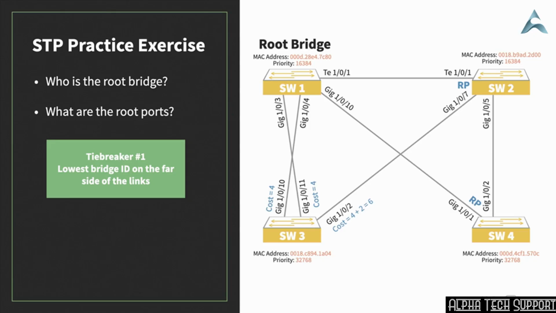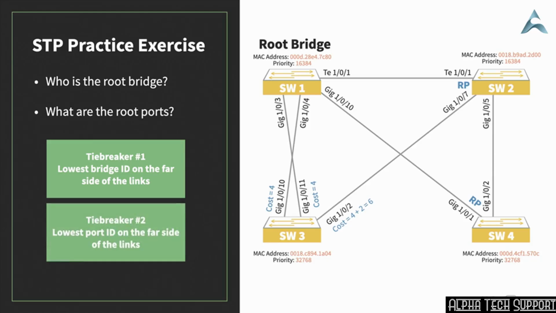However, in this case, the far end switch is SW1 for both ports. We have another tie. And the next tiebreaker is often misunderstood. Many people have heard that in the event of a tie, we're going to go with the lowest port ID, which is true, but many people misvisualize this, which is why I crossed the links in this topology.